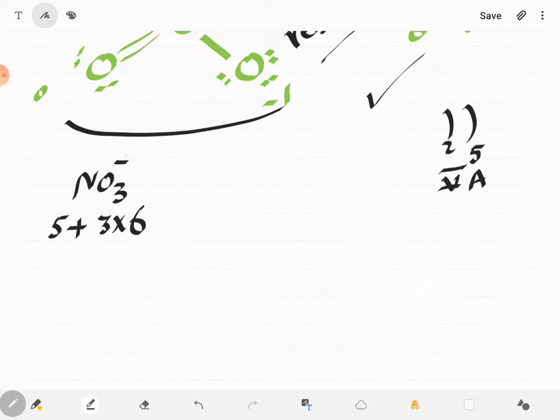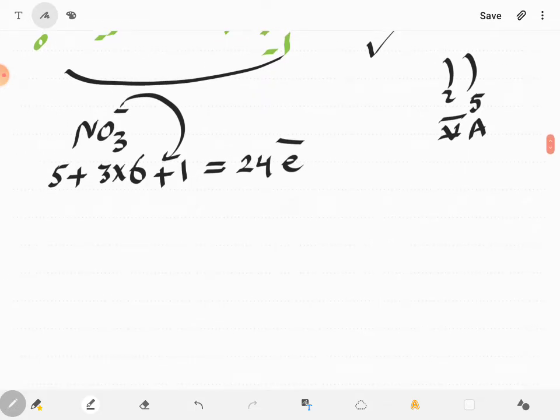Done? No, there is 1 electron here. You should write plus 1, because it's added to the valence electrons already. So 18 plus 5, 23, and 1, 24 electrons now. Where is the central atom? Of course, nitrogen. Nitrogen is the central atom.